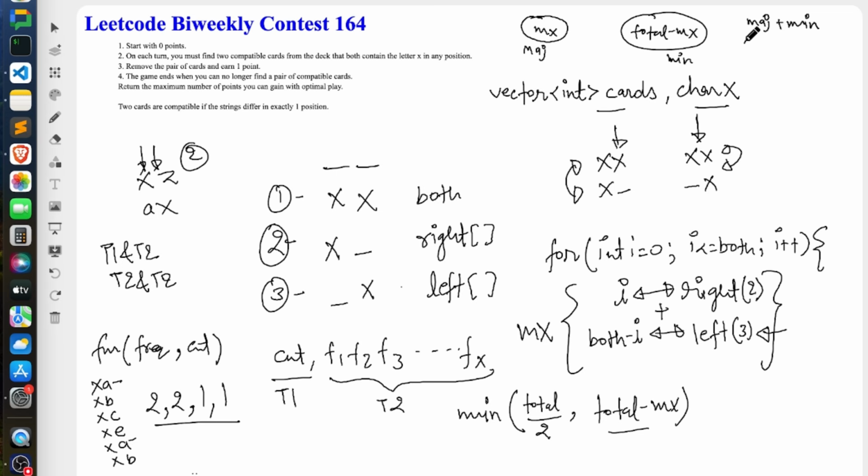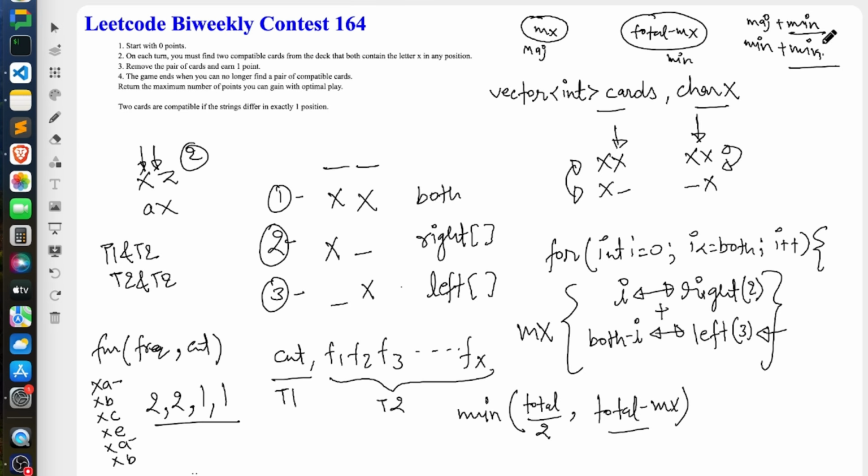Now the second possibility could be that one is from minority and another one is also from minority, but they are different, for example, xb and xa. We can form a compatible pair with these two cards. If you notice here, minority is common. Minority would be present in all the compatible pairs. And how many minority cards do we have? Total minus mx. That is why I use the second part as total minus mx, because in any compatible pair at least one minority should be present, so these many compatible pairs are possible.